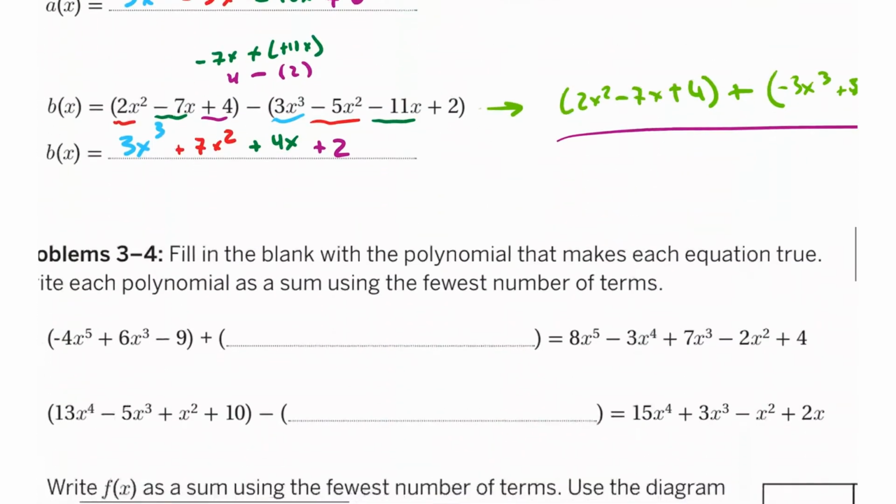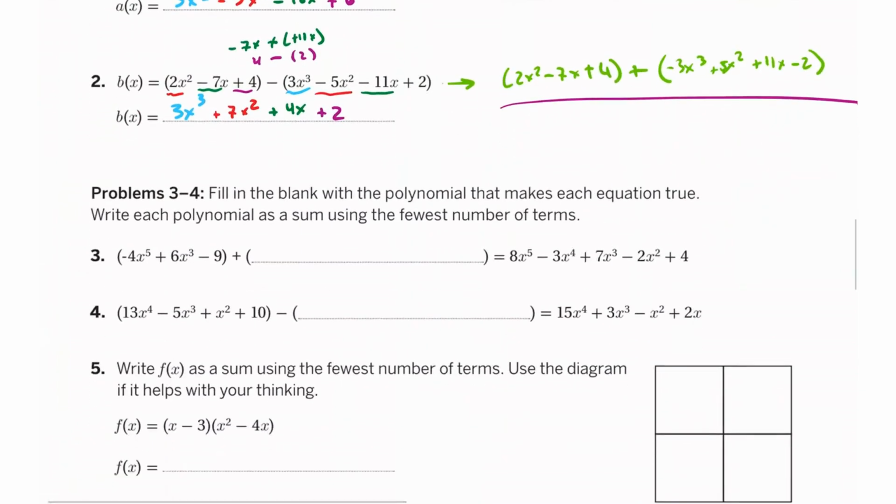All right, problems 3 and 4. Fill in the blank with a polynomial that makes each equation true. Okay, so this is a little bit trickier in the sense that we're kind of going backwards-ish.